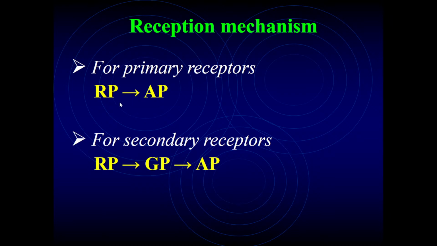Summary. For primary receptors, receptor potentials convert to the action potential. For secondary receptors, receptor potentials convert to generator potential, and generator potential is transformed to the action potential. Both receptor potential and generator potential are graded responses to a stimulus. Amplitude of the receptor potential and generator potential is proportional to the strength of the stimuli. Receptor potential may be depolarizing or sometimes hyperpolarizing. Hyperpolarizing for visual analyzer, mainly depolarizing.